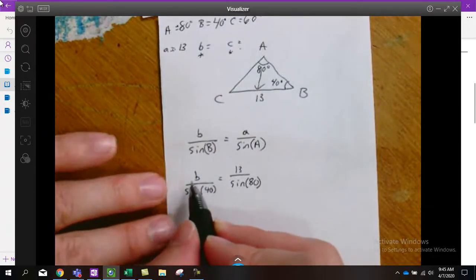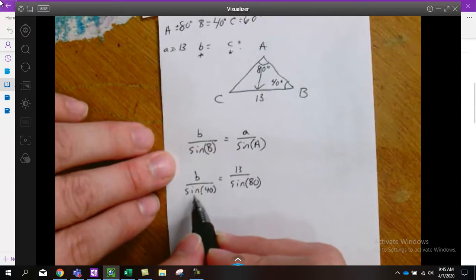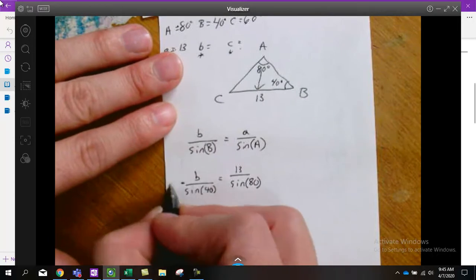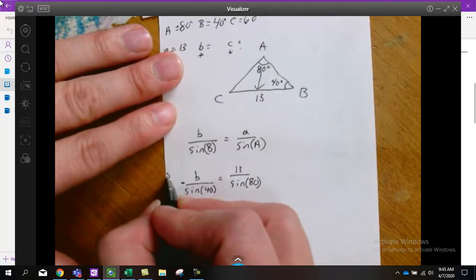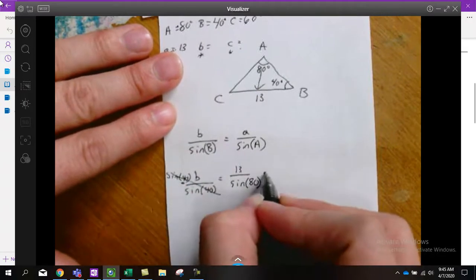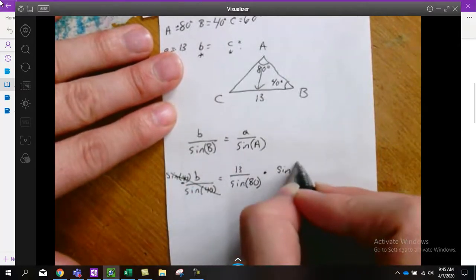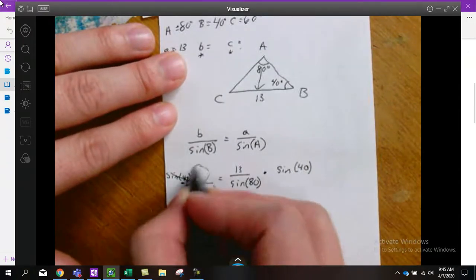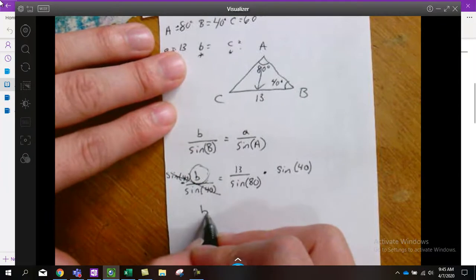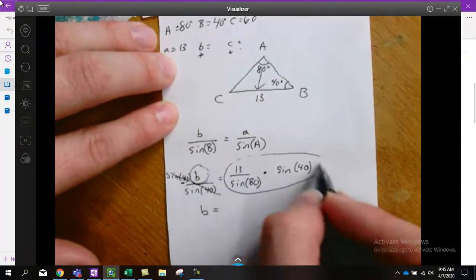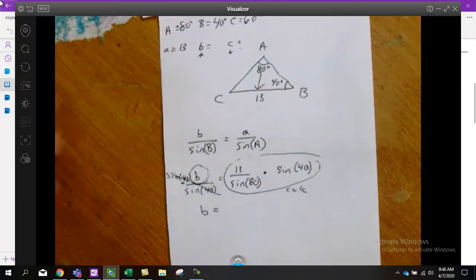Now, this is all a calculator problem. I like to ask, how do you get b to not be divided by the sine of 40? The reason I like to put the unknown on top is that this process is pretty similar. I'm going to multiply both sides of the equation by the denominator, sine of 40. Now notice, the only thing left over here is b. So b will equal this in the calculator. Let's grab our calculator and see how that goes.